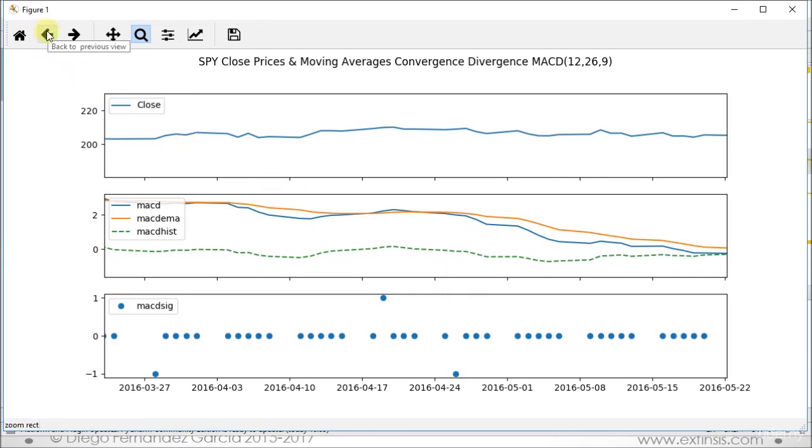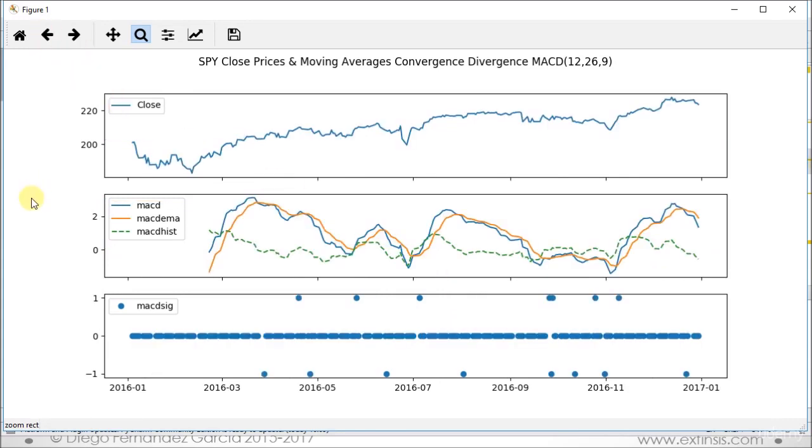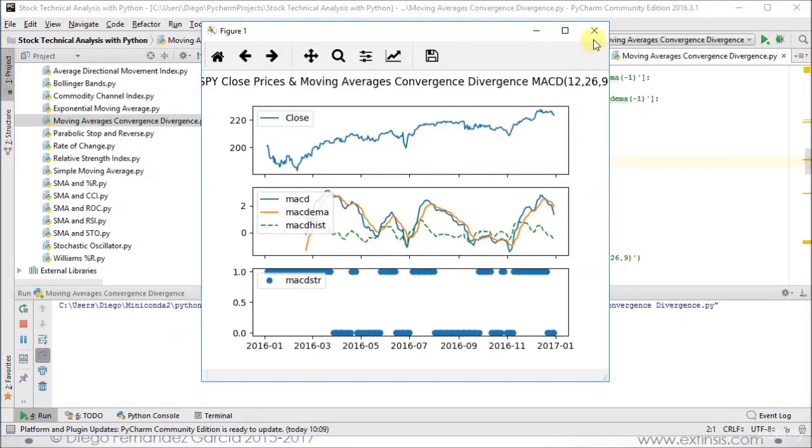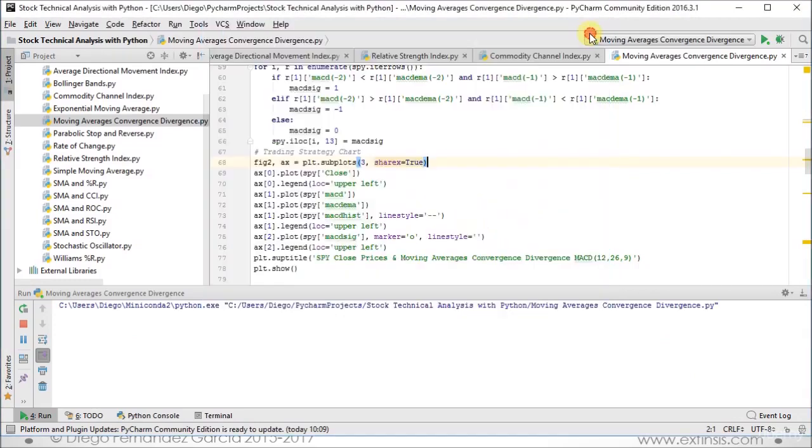So if we want to zoom out, we do so with this, and as you might remember, if you focus on the left hand bottom corner and the pointer of the mouse, you can see precise values. Excellent. So we're going to close this chart, this one, and the last one as well.